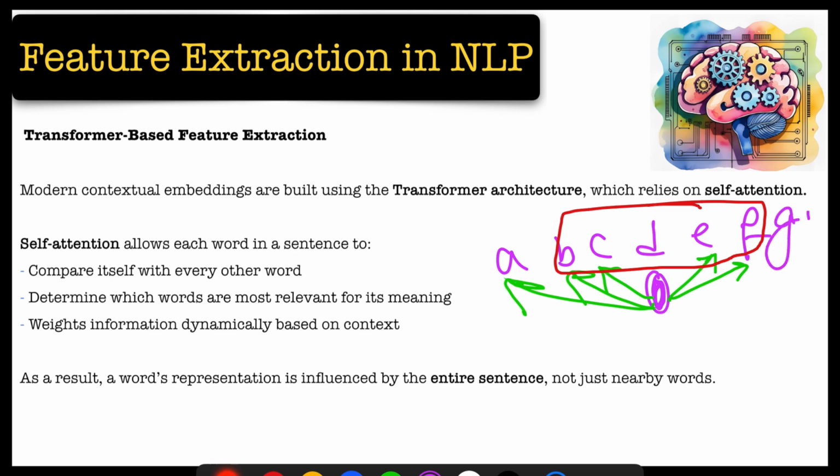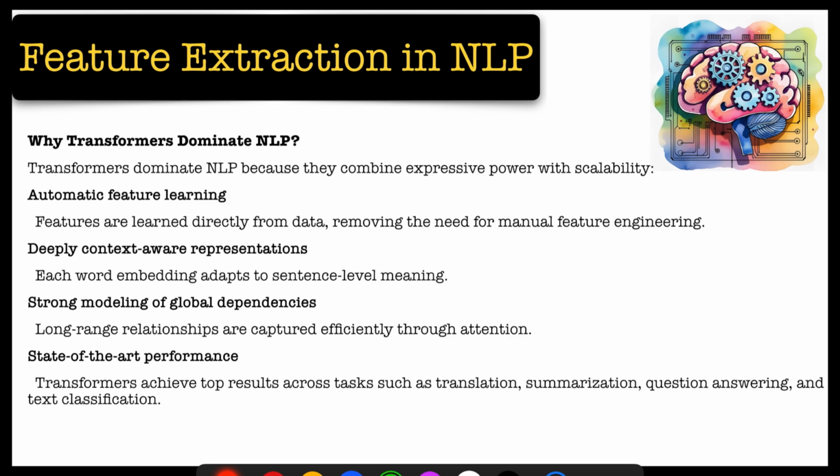The sentence can be big, so it will not just consider a window, it will consider all the words in the sentence, the full sentence. That's why it will have a more informative representation for the vector.